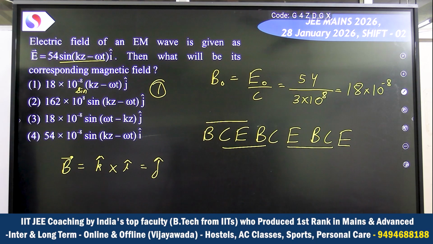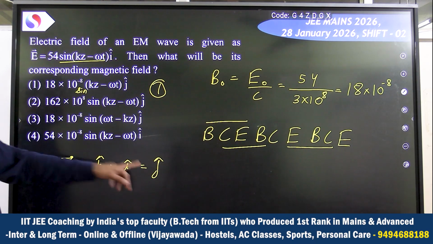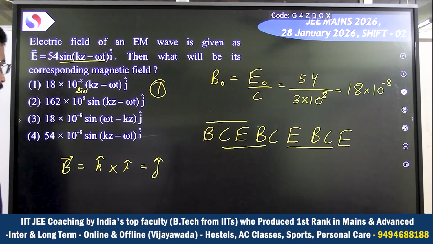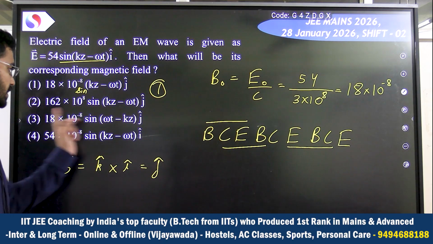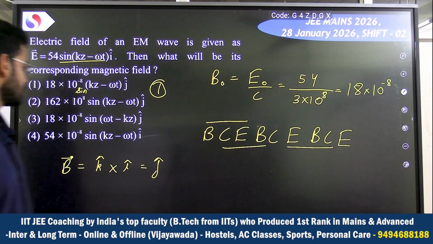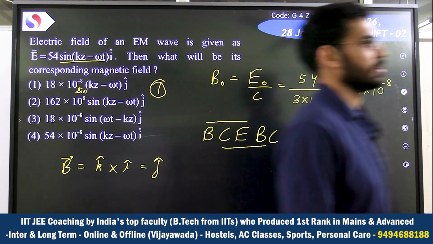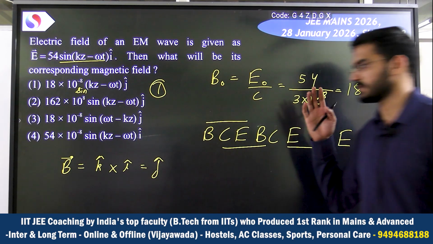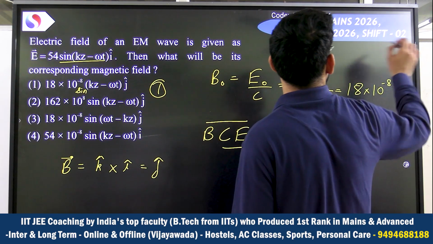You would have to take the third option if it had k minus j, because one minus would come here and then the minus you send inside. But that's not the case here. So the third option is not the answer. The answer is the first option. Okay, next.